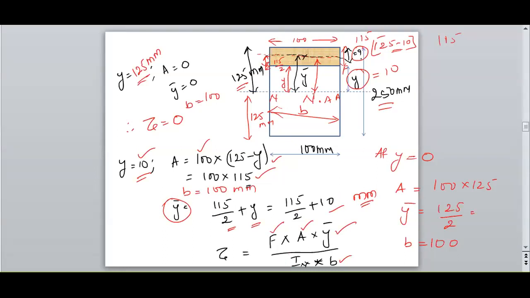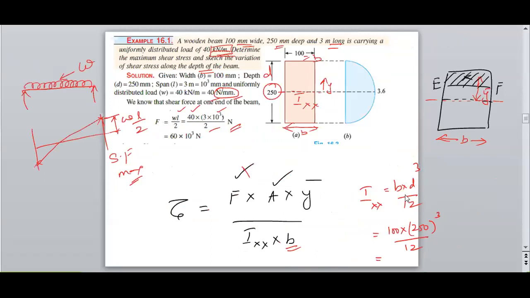To find the Ixx, that is the moment of inertia for a rectangular cross section, the formula is BD cube by 12. Here B is 100 and D is 250. Therefore, 100 into 250 cube by 12 gives the Ixx value in units of mm to the power of 4.